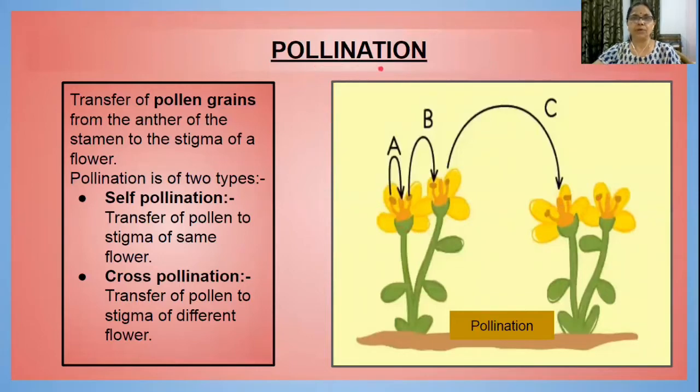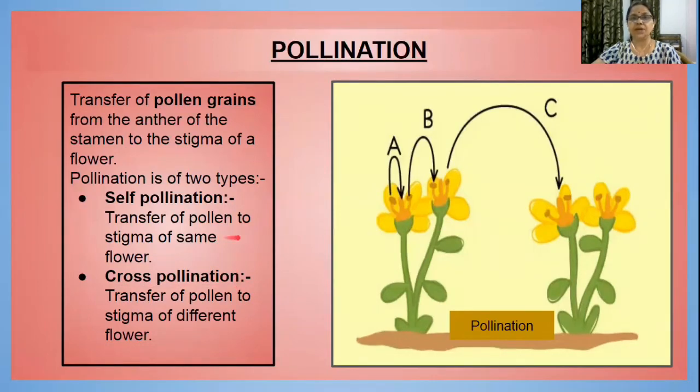Pollination is a very important part of the reproduction process of plants, and pollination means the transfer of the pollen grains from the stamen to the stigma. It is of 2 types: self-pollination and cross-pollination.